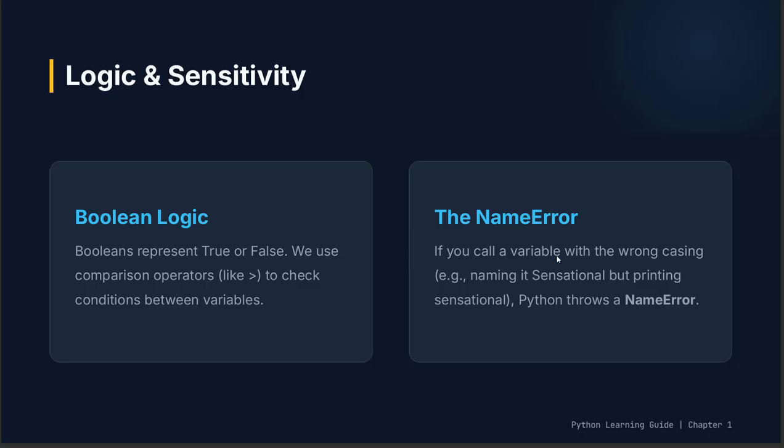And the NameError, I wanted to point it out here in this presentation because sometimes if you do something wrong, if you call a variable with the wrong casing, for example, naming it Sensational but printing sensational, it's gonna print a NameError. You guys are gonna see exactly what happens on the coding part.